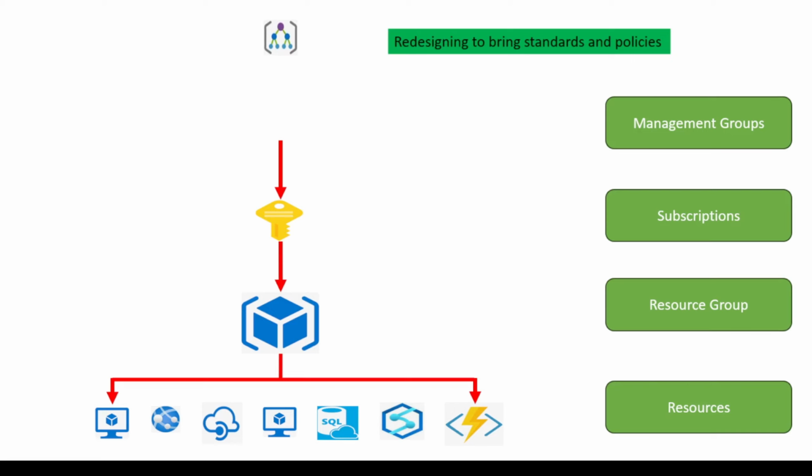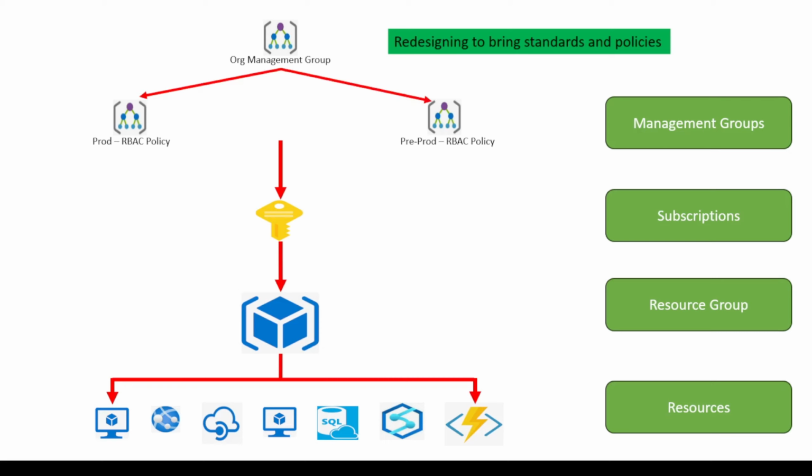I am going to have a root group. That root group can be divided into 2 or more subgroups. In this example, I'm going to use 2 groups, prod and pre-prod. That means I can have different role-based access policies for production, and for non-production, I can have different policies.